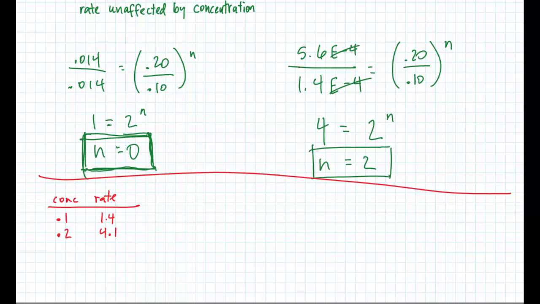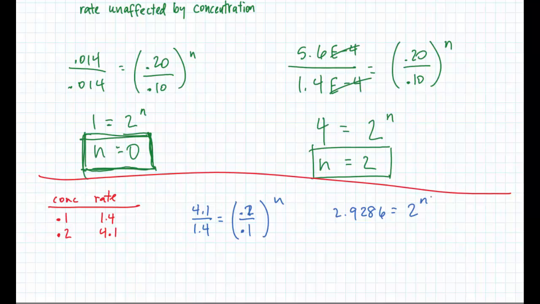We divide the rates. It's helpful to have the bigger one on top, 4.1 divided by 1.4. And then we divide those concentrations, 0.2 over 0.1 raised to a power. I did this before. I got 2.9286. Does that look right?